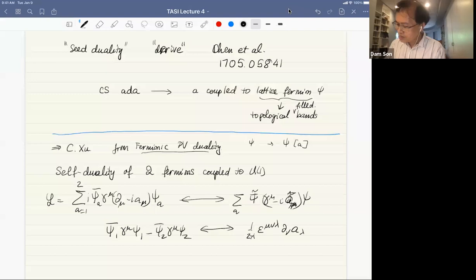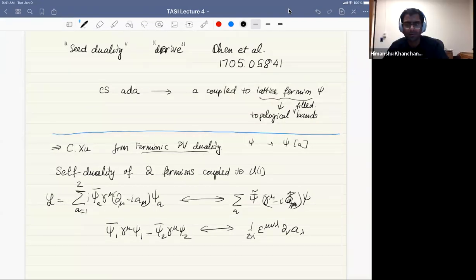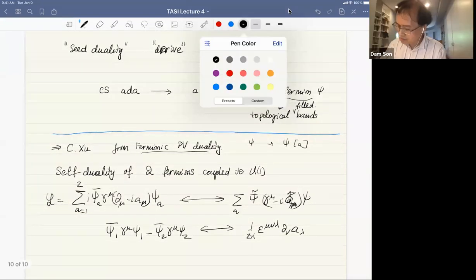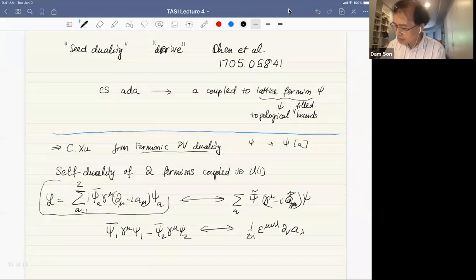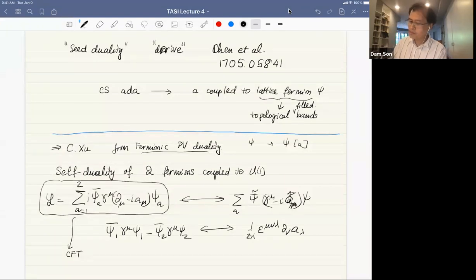So in particular, this is something that at least a few years back, I haven't checked the recent literature, there is some lattice evidence that this theory is a conformal field theory. There is a conformal fixed point corresponding to two fermions coupled to a U1 gauge field.